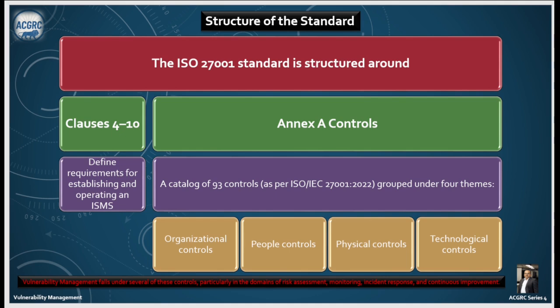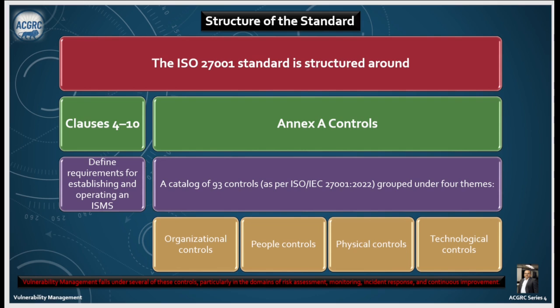So how does it all work together? Well, first, you define what's at risk. That's your clause 4. Second, your leader commits to protecting it, which is clause 5. Next, you plan and implement the controls. That's between clause 6 and 8. And then you measure and improve over time, which is clause 9 and 10.